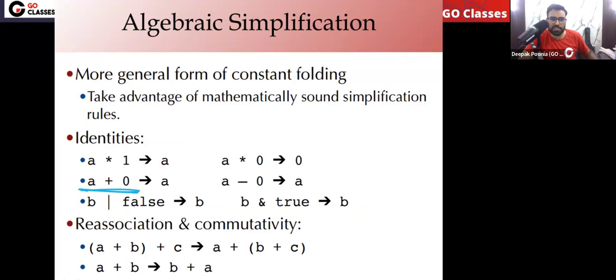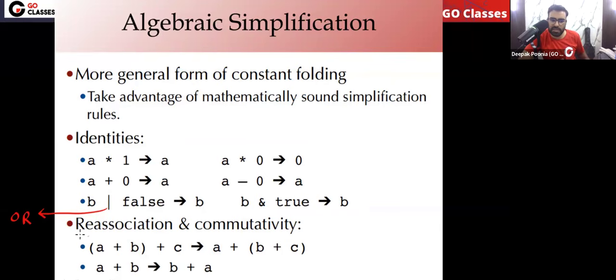Similarly, you can notice a plus 0 will be replaced by a, a minus 0 will be replaced by a. You can see b or false. Here this is or. So what is b or false? When the compiler sees b or false, the compiler will replace this with b, so that at the runtime we don't have to perform this operation. Next, you can see b and true, that will be replaced by b. Basically these are algebraic simplifications; we are taking advantage of some algebraic rules.